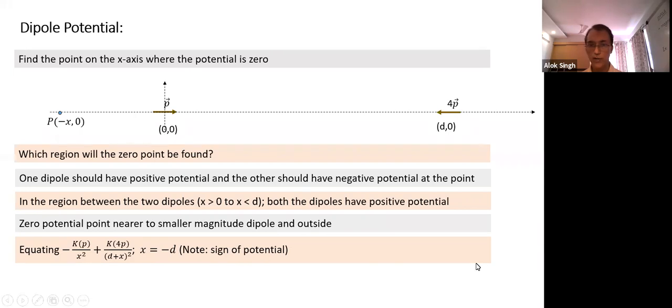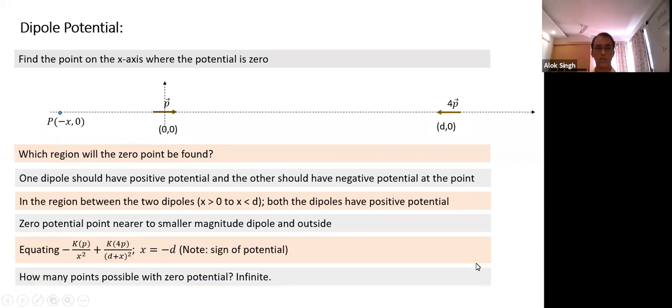Okay, I hope all of you understood. This is an additional exercise. Those who are interested may solve: how many points are possible with zero potential? They need not necessarily be on the axis. Think of it: there are infinite points which will have zero potential.